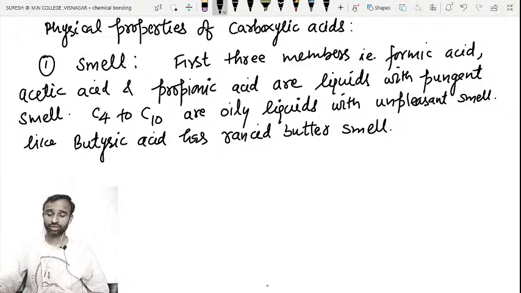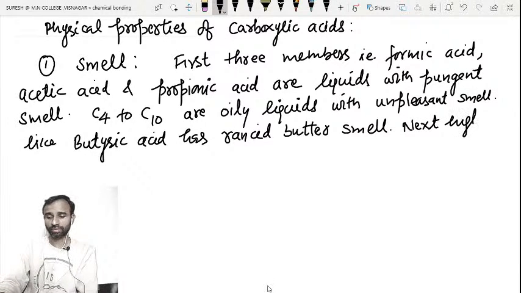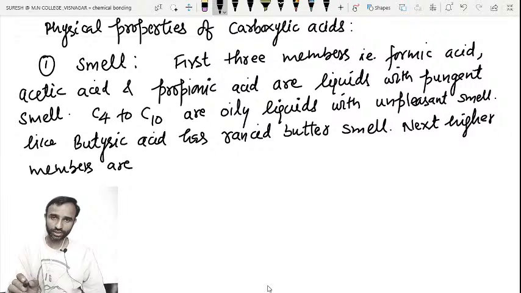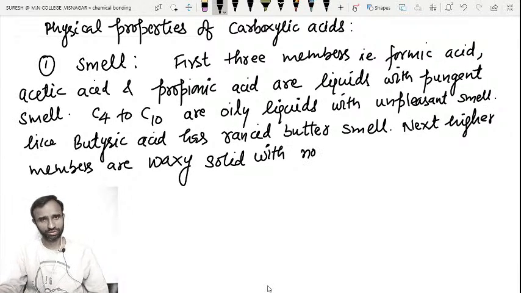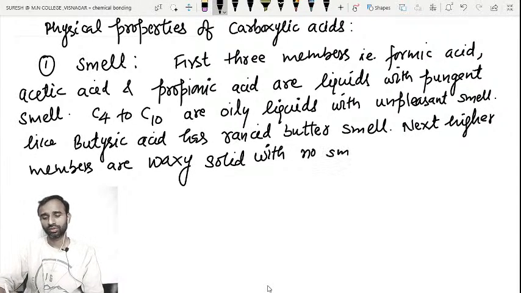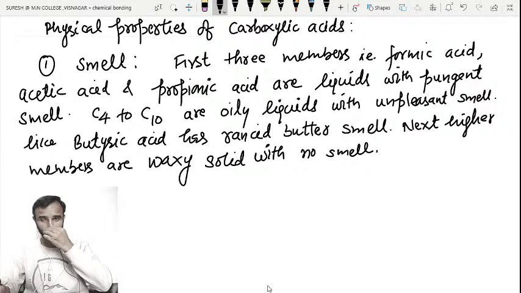And next, from C10 onwards, the higher members are waxy solids with no characteristic smell. Okay, and what about aromatic carboxylic acids?